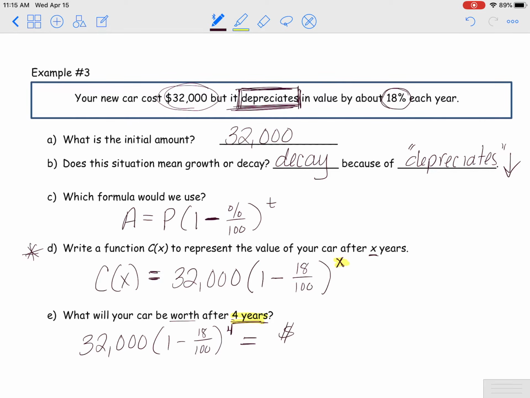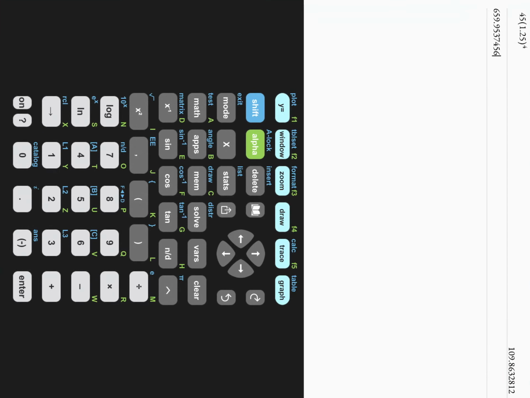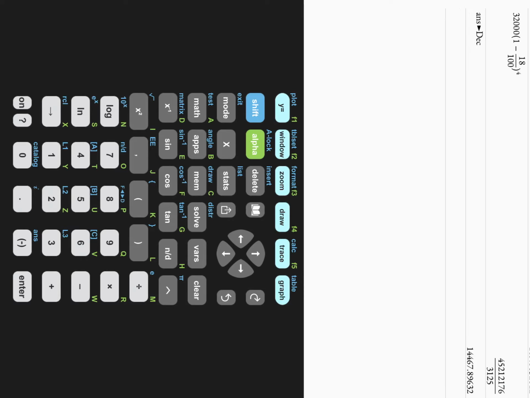So, and again, how much will your car be worth? We're talking about money here. So I gotta go back to my calculator. So I have 32,000, 1 minus, get your fraction, so 18 over 100. I'm gonna raise this. So I use my little caret button here. I'm gonna raise it to 4 as an exponent. I press enter. Let's change that to a decimal.